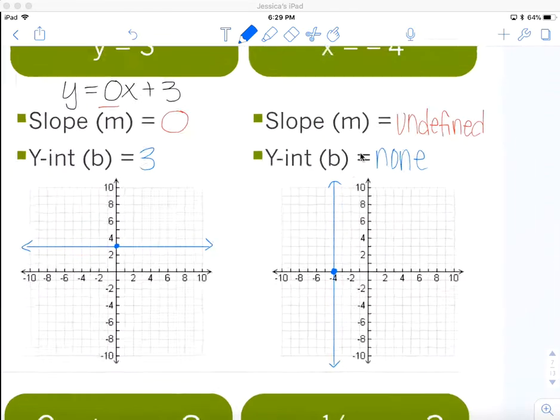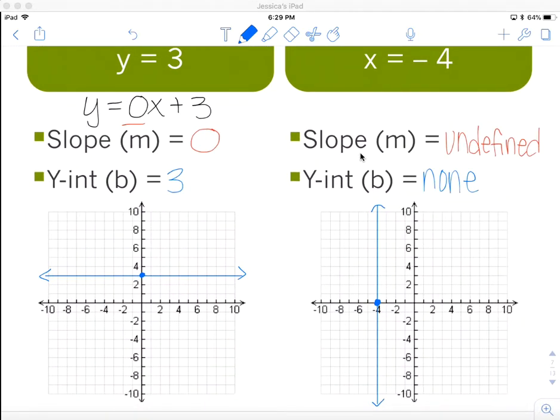It's really important that you understand the difference between these two lines. Y equals gives you a horizontal line, and x equals gives you a vertical line. An easy way to remember that is y equals crosses the y-axis, x equals crosses the x-axis.